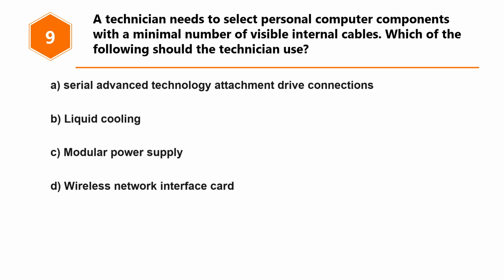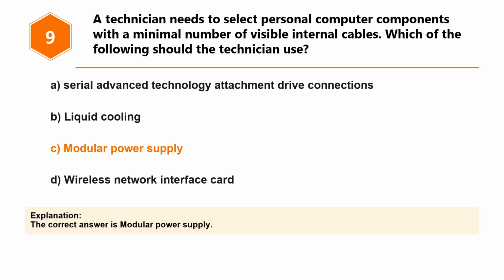Question 9. A technician needs to select personal computer components with a minimal number of visible internal cables. Which of the following should the technician use? Option A, serial advanced technology attachment drive connections. Option B, liquid cooling. Option C, modular power supply. Option D, wireless network interface card. The correct answer is option C, modular power supply.